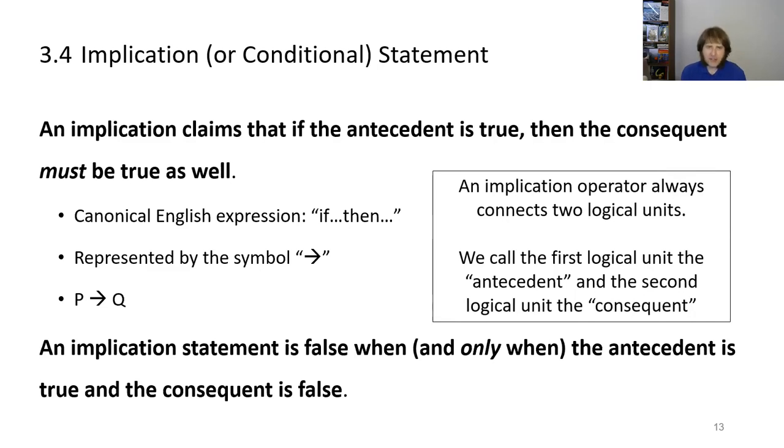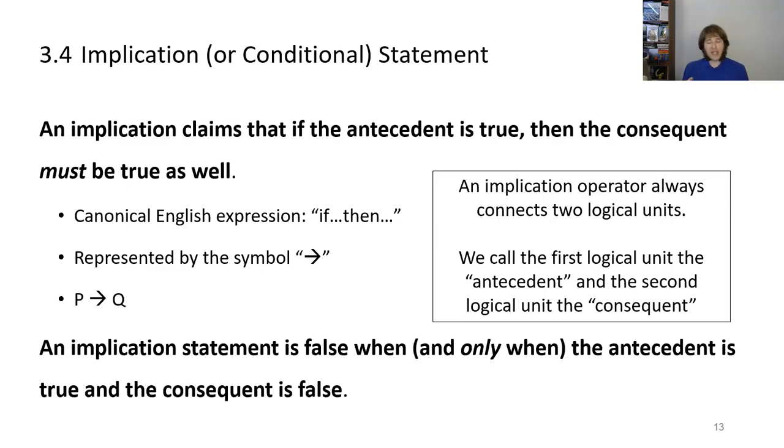So like disjunction and conjunction, the implication operator always connects two logical units. So it takes up a middle position. There's always something on either side of that, and those can be simple statements or complex statements. The first logical unit, the one after the if, is the antecedent. The second logical unit, after the then, is what we call the consequent. In disjunction and conjunction, we call both logical units being glued together by the operator either conjuncts or disjuncts.